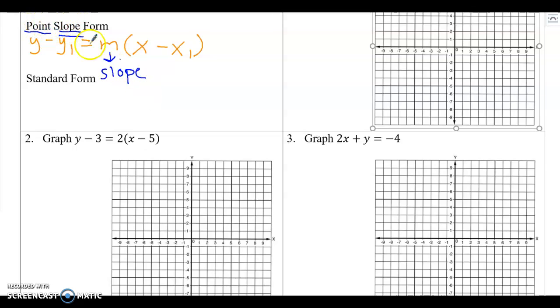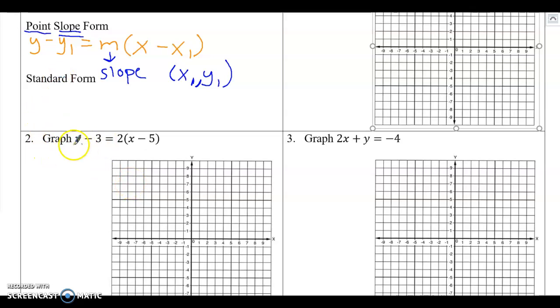But now we need a point, and we're going to call this point, since it's our first point, x1, y1. This is x1 and this is y1. Okay? So now let's figure out how we would do that if we had an equation. So let's go ahead and look at number 2.